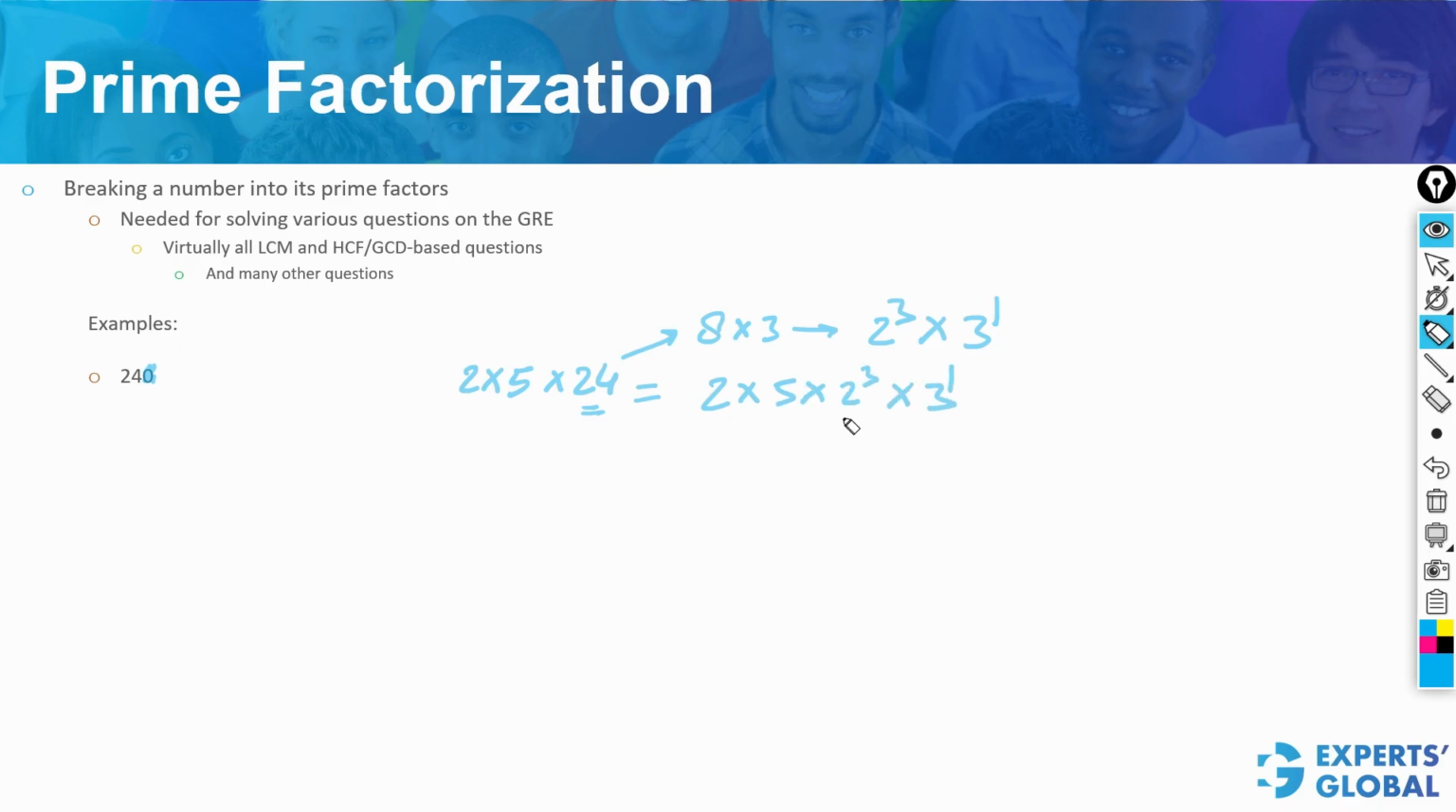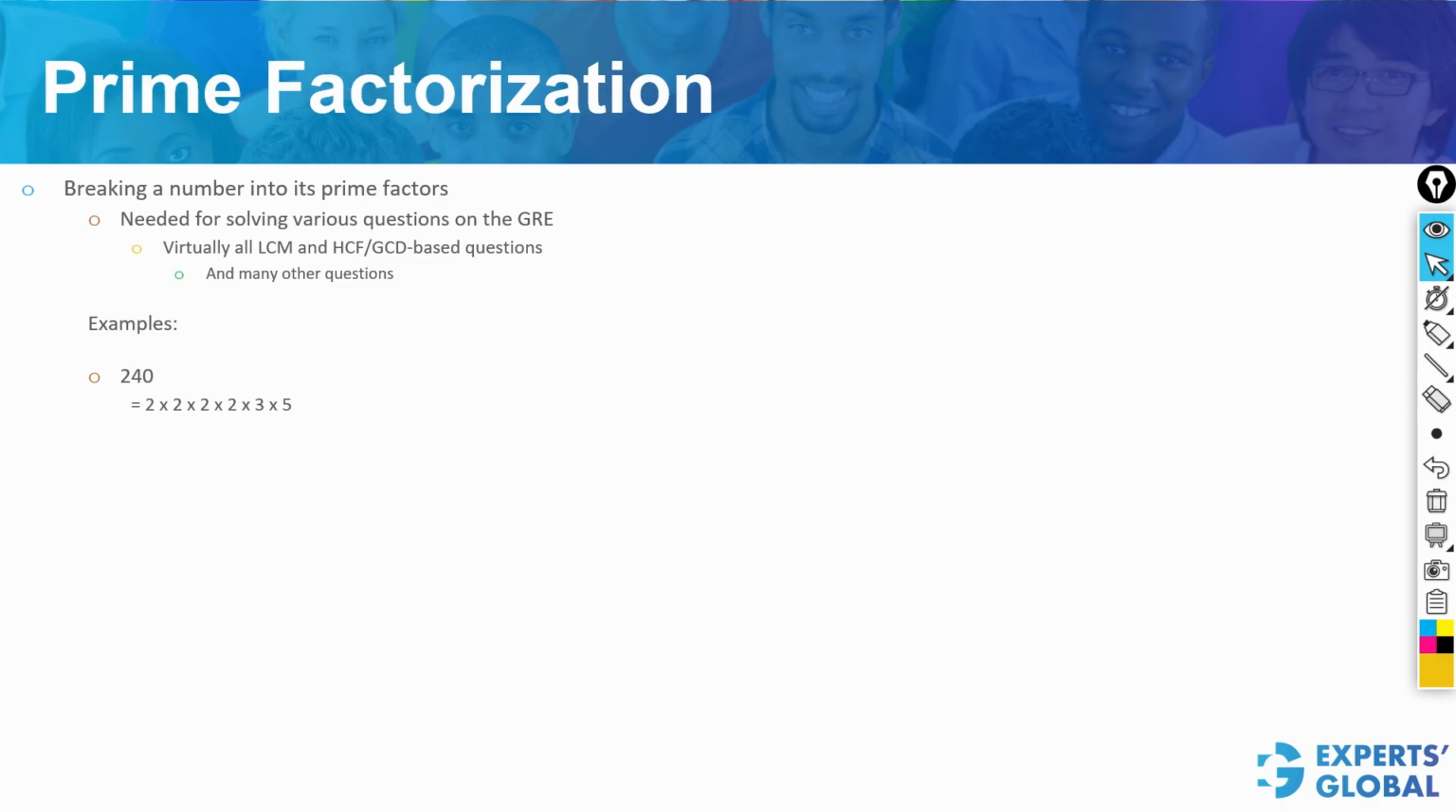Always combine the powers of the same bases. So this is 2 raised to power 4 times 3 raised to power 1 times 5 raised to power 1. So this is very much the prime factorization of 240. What I just showed you here is a practical approach for prime factorization. Slightly more mathematically, 240 breaks into these prime multiples. On combining the same bases, we get this expression, which is the same as what we got earlier.